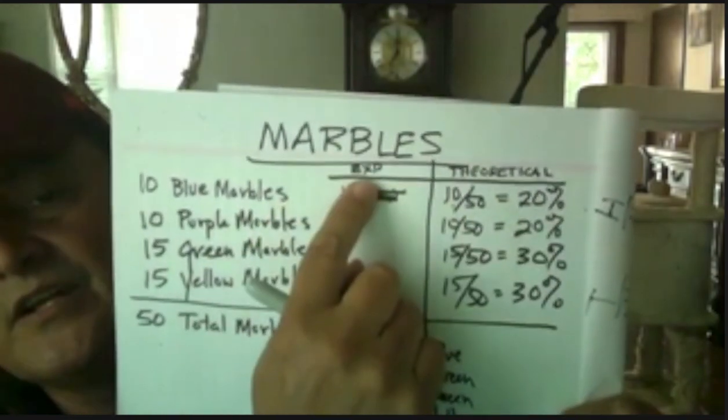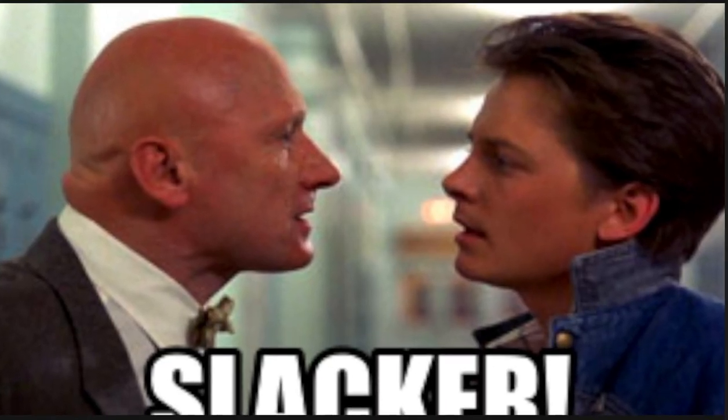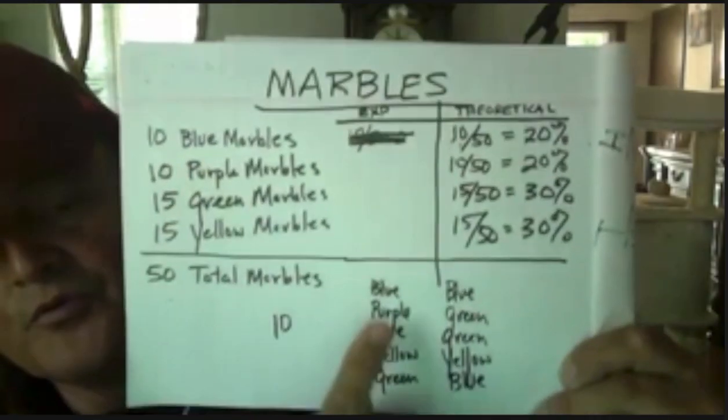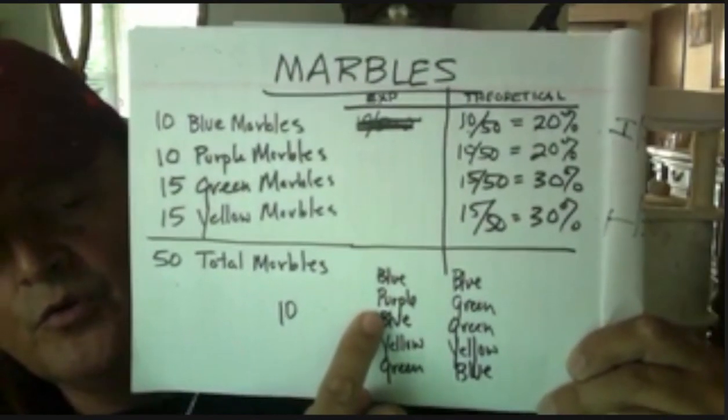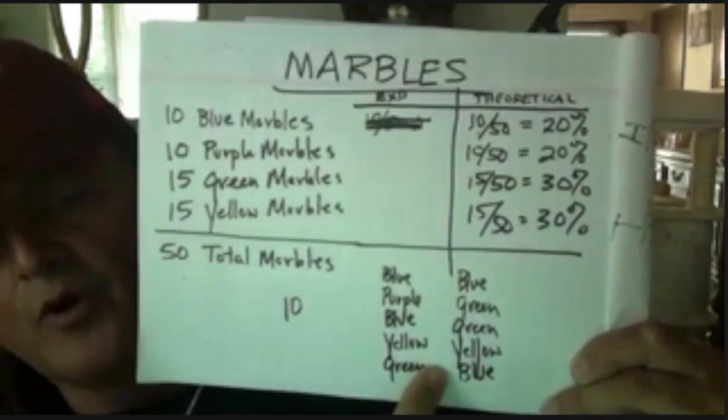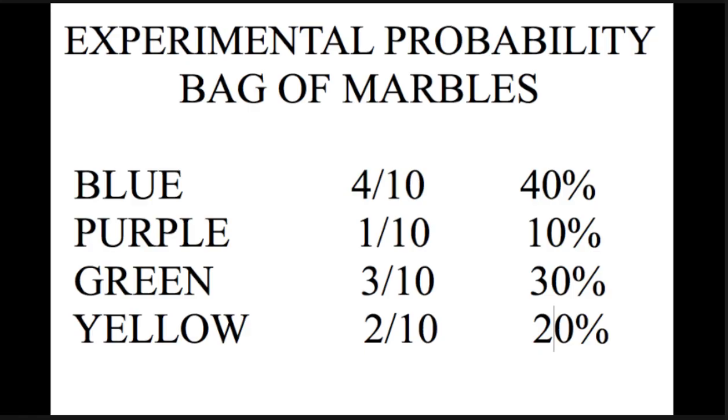When we actually did the experiment, I'm sorry, I put this on the wrong side the first time. Blue marbles, we went 1, 2, 3, 4 out of 10. There were 4 out of 10 times that we drew a blue marble. That's 40% of the time. Purple marbles, 1, and that's it. 1 out of 10, or 10%.